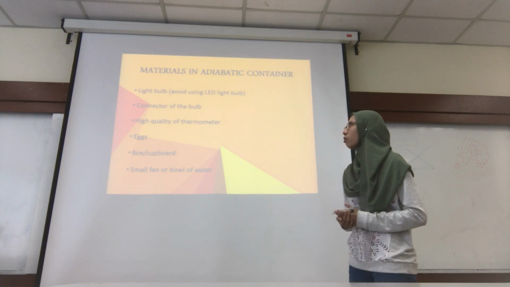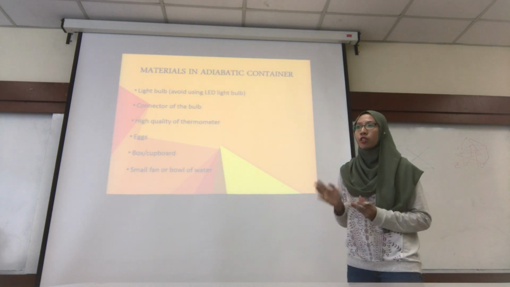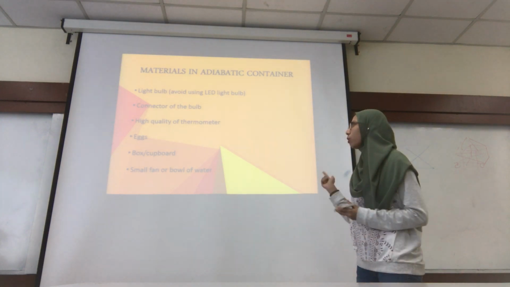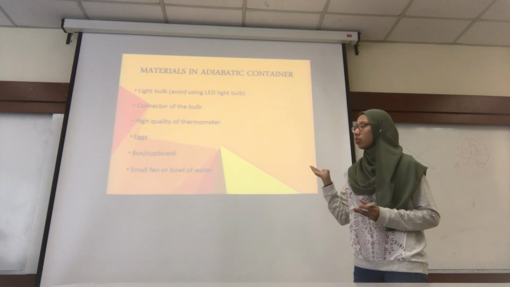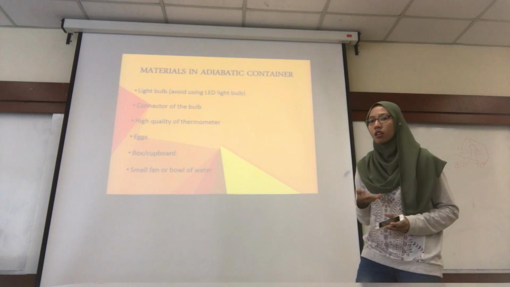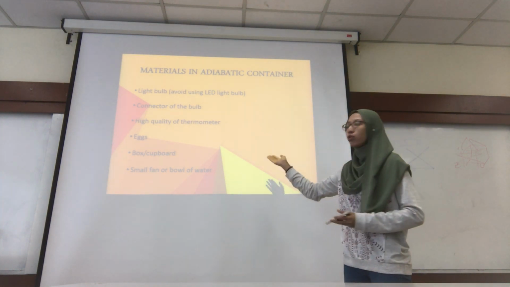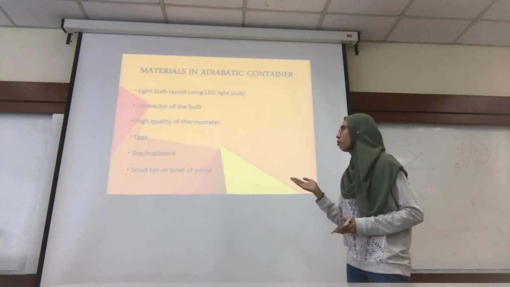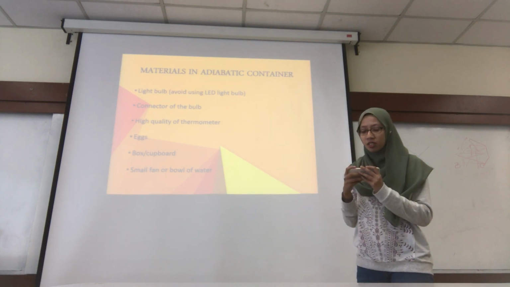We also have to use a high quality thermometer. You can use either a normal thermometer or a digital thermometer, and it depends on the number of eggs you want to hatch. We also need a box or cardboard. You can also use drawing blocks and so on, and a small fan or a bowl of water for the humidity. Next slide please.